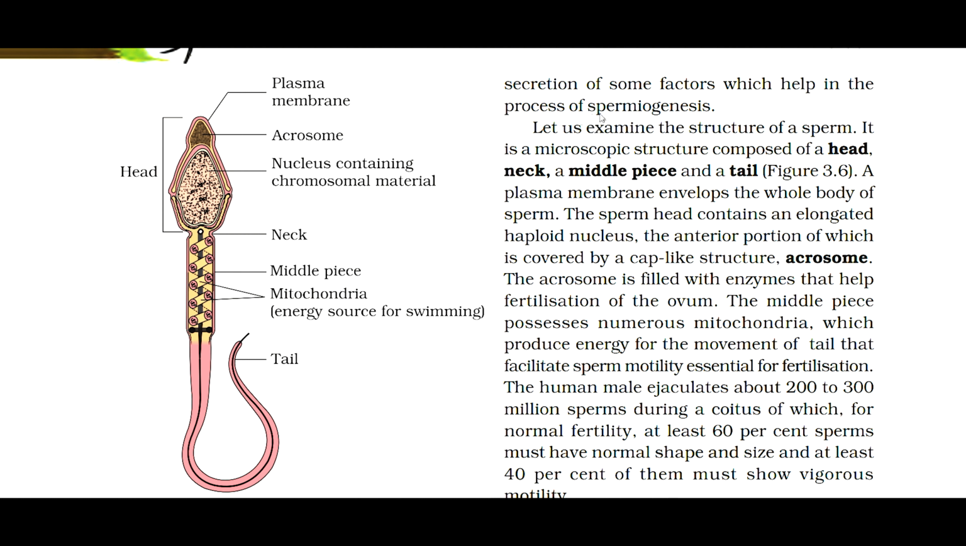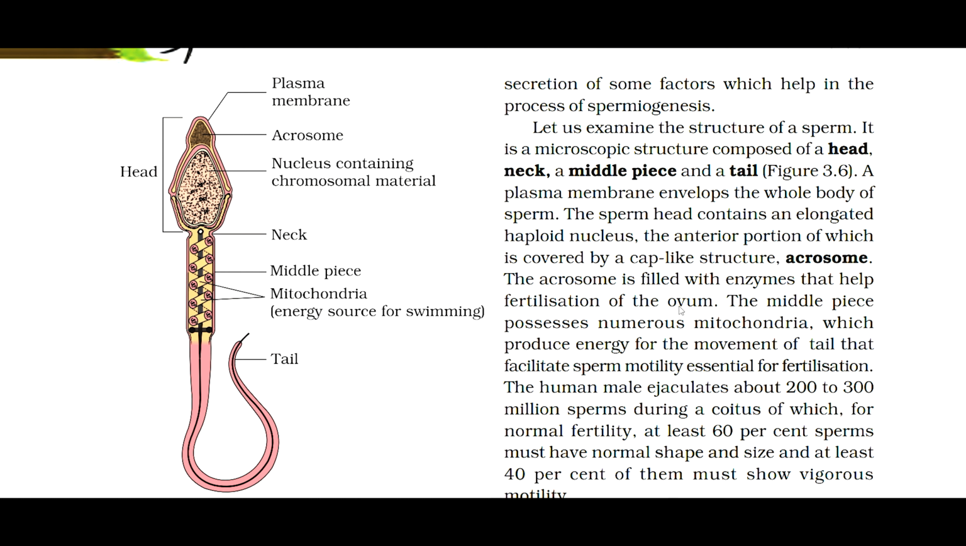Let us examine the structure of a sperm. It is microscopic, a structure composed of a head, neck, a middle piece and a tail, which is given in figure 3.6. A plasma membrane envelops the whole body of the sperm. The sperm head contains an elongated haploid nucleus, the anterior portion of which is covered by a cap-like structure, acrosome. The acrosome is filled with enzymes that help fertilization of the ovum.